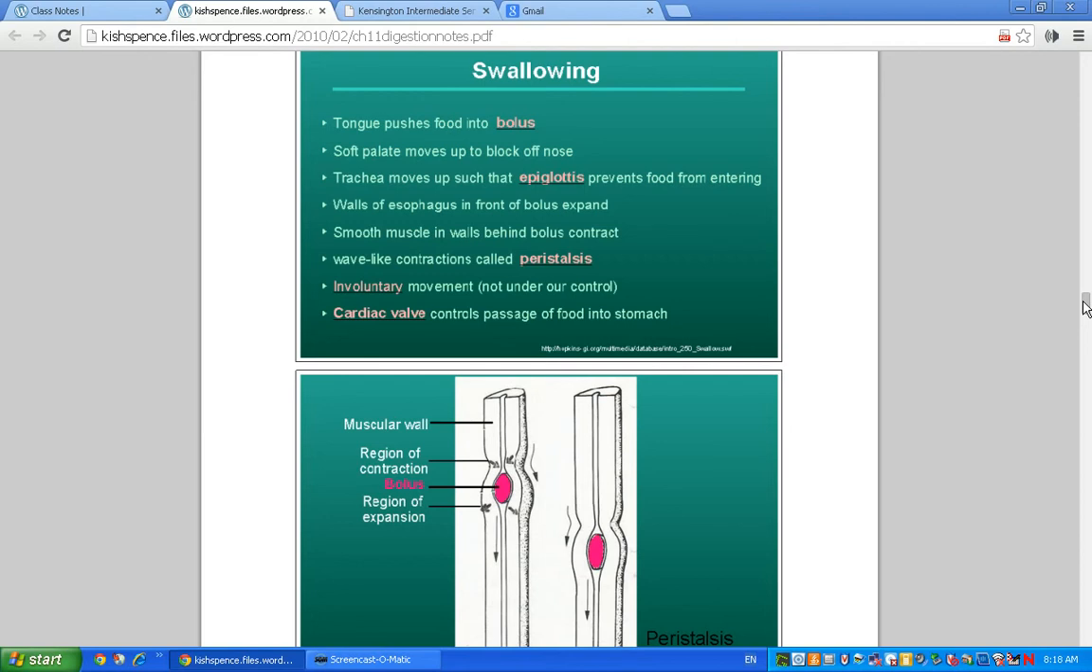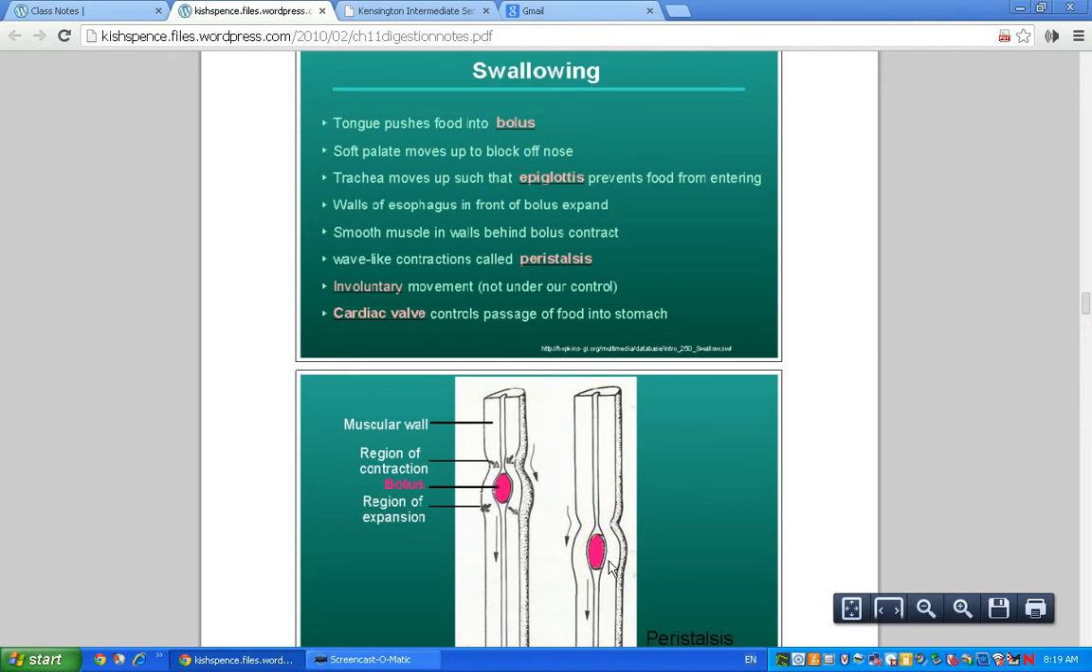And then if you look at this picture, the walls in front of the food ball or bolus will expand, and the walls behind the muscles will contract to kind of push it along. So it's a rhythmic action by the smooth muscles that line your esophagus. We don't think about it once it gets going down. So it's controlled by our involuntary control parts of the brain. And it's called peristalsis, this type of movement.